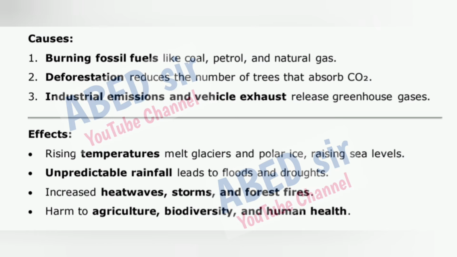Causes. 1. Burning fossil fuels like coal, petrol, and natural gas. 2. Deforestation reduces the number of trees that absorb CO2. 3. Industrial emissions and vehicle exhaust release greenhouse gases. Effects. Rising temperatures melt glaciers and polar ice, raising sea levels. Unpredictable rainfall leads to floods and droughts. Increased heat waves, storms, and forest fires. Harm to agriculture, biodiversity, and human health.